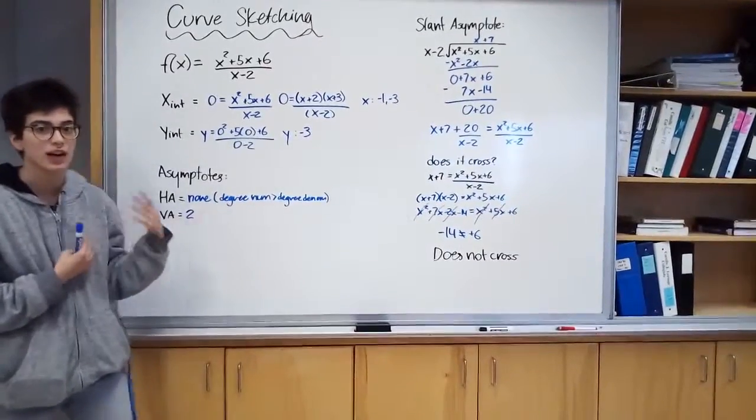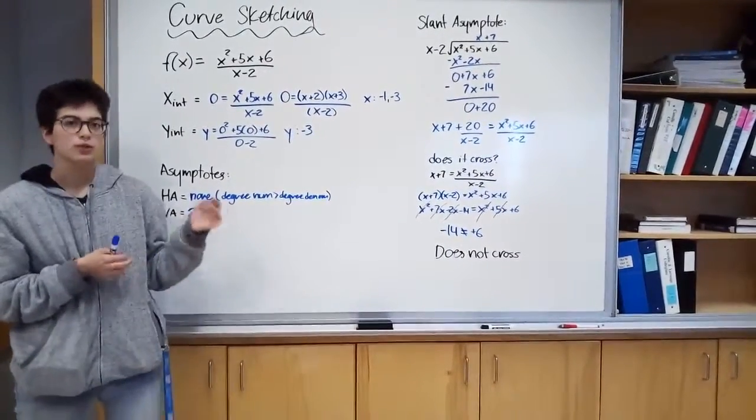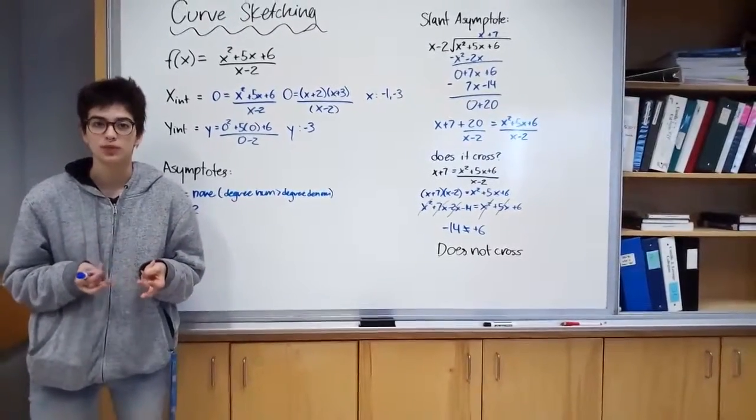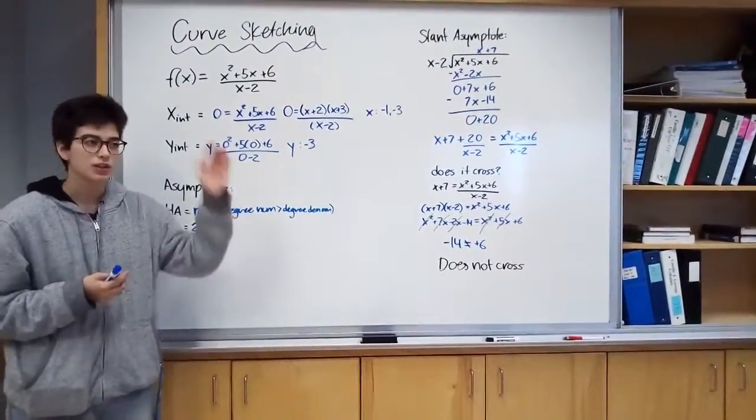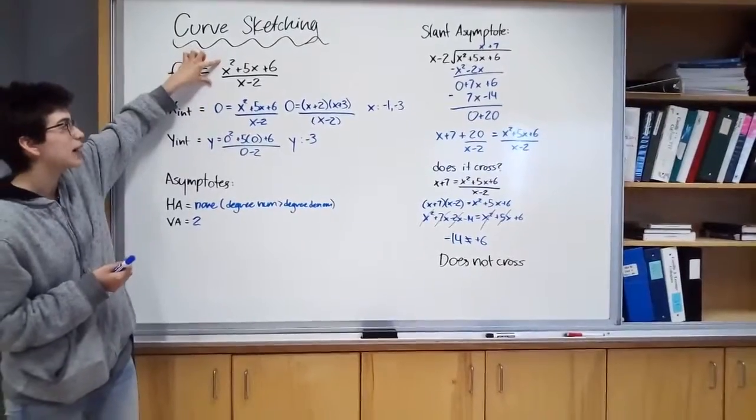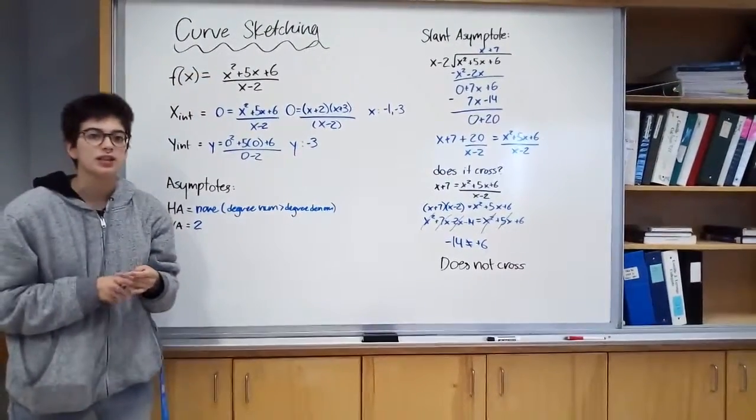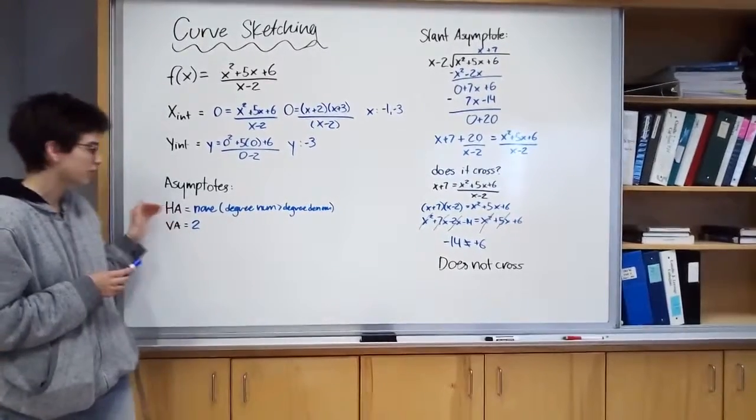Next up, we need to work on our asymptotes for the graph. In order to do the horizontal asymptote, we need to examine the three cases of horizontal asymptotes. The first case is when the degree of the numerator, so the highest power, is greater than the degree of the denominator. This means that there is absolutely no asymptote horizontally.